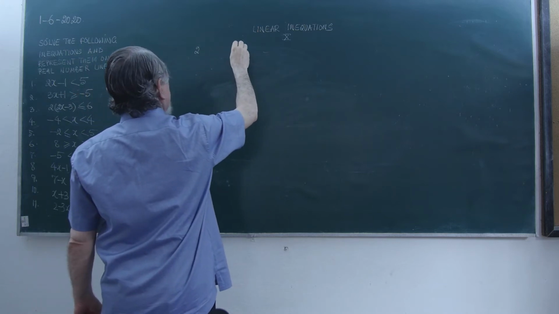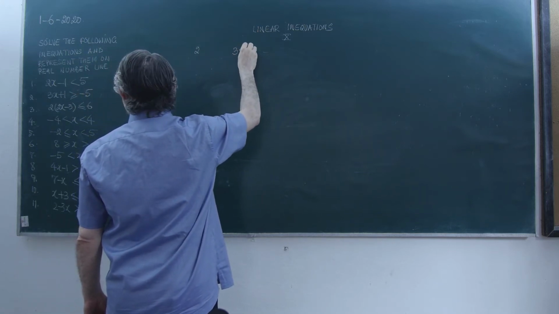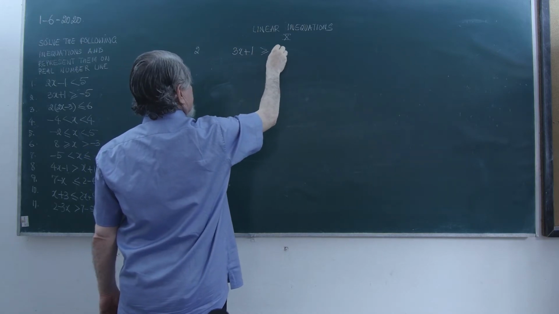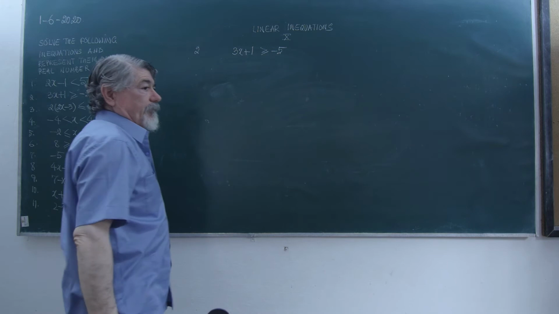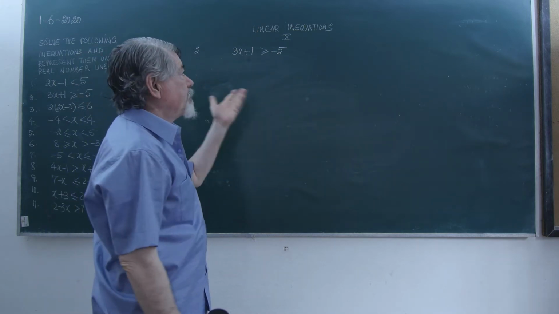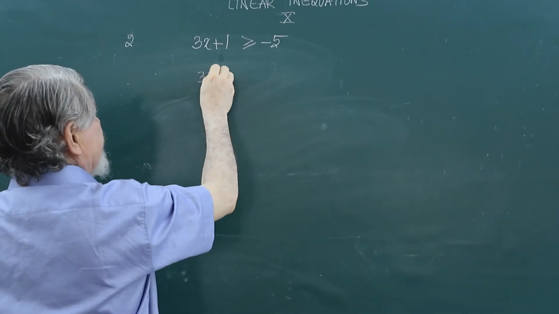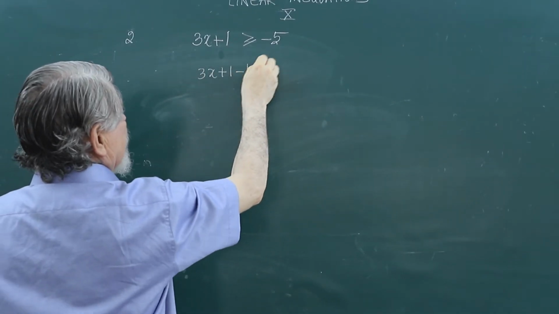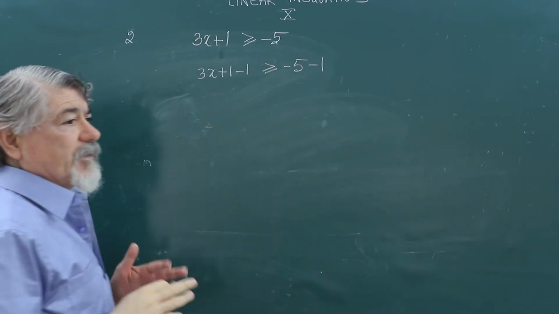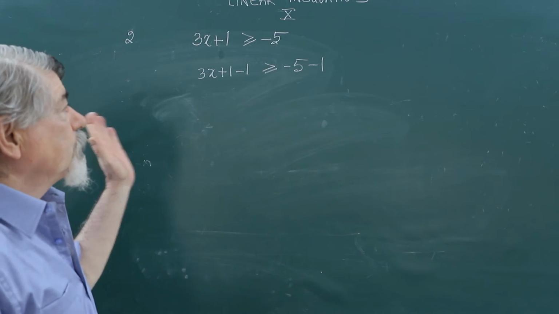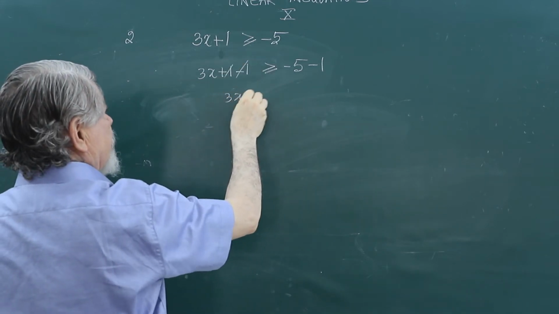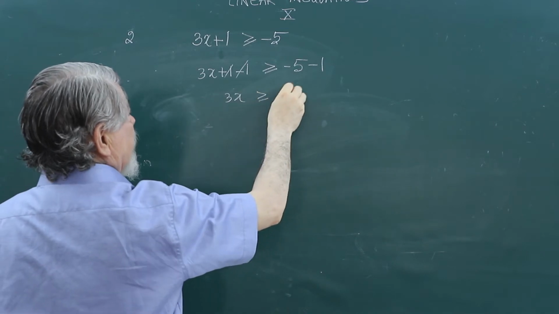Question number 2: I have 3x plus 1 is greater than or equal to minus 5. Now, to remove plus 1, I am going to subtract the same number, 1, from both sides. So 3x plus 1 minus 1 is greater than or equal to minus 5 minus 1. Whatever you subtract, the same number has to be subtracted from both sides, so there is no change of sign. This will cancel. 3x will be greater than or equal to minus 6.